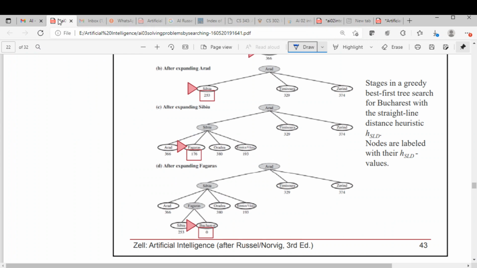There is an improved version of greedy best first search, and that is called the A-star algorithm. The A-star algorithm uses a different heuristic function: f(n) = g(n) + h(n). Here h(n) is the estimated cost from the current state to the goal state, and g(n) is the actual cost from the initial state to the current state.